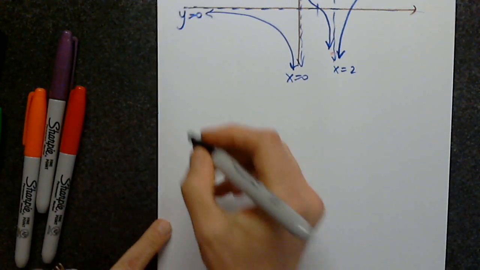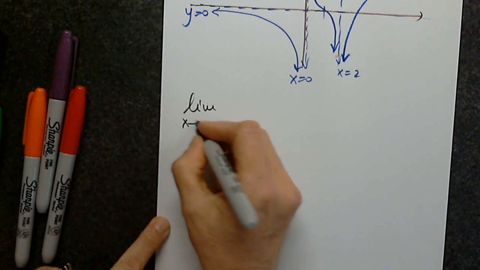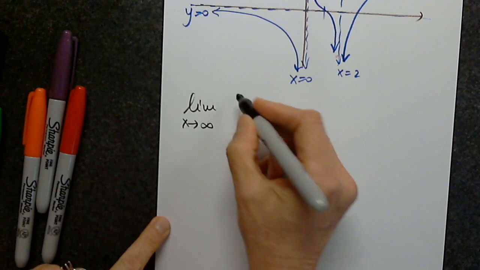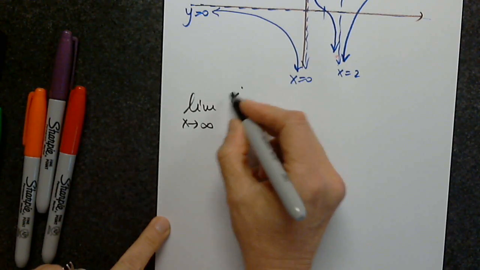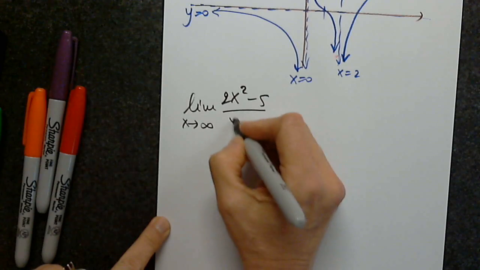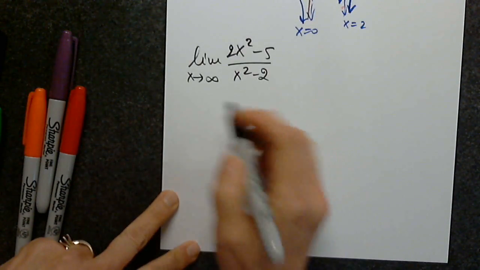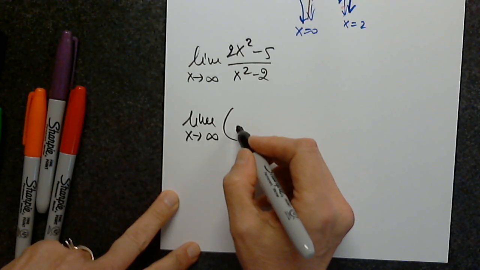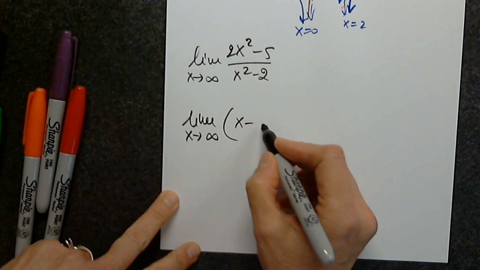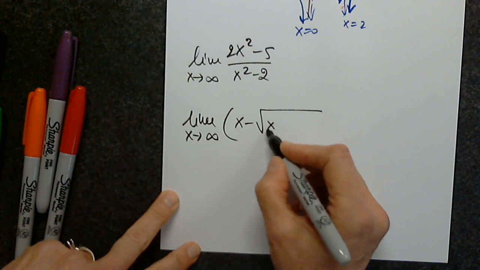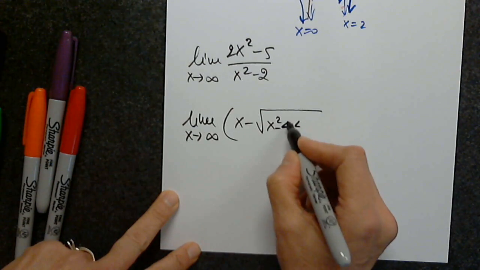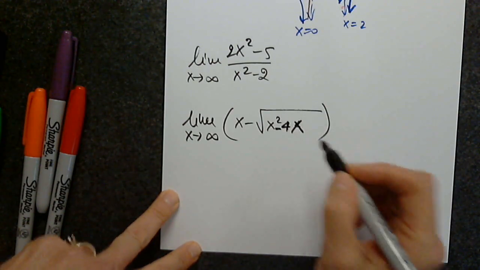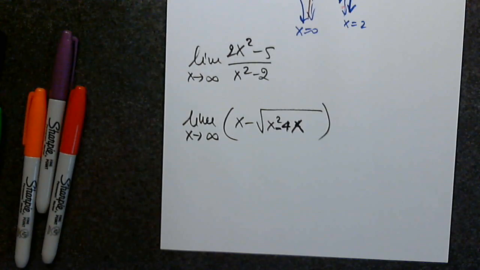So what was the limit? First one was limit as x approaches infinity, 2x squared minus 5 over x squared minus 2. And the other one, limit as x approaches infinity of x minus the square root of x squared minus 4x. Thank you very much. So let's work on these two and let me know if you need help.